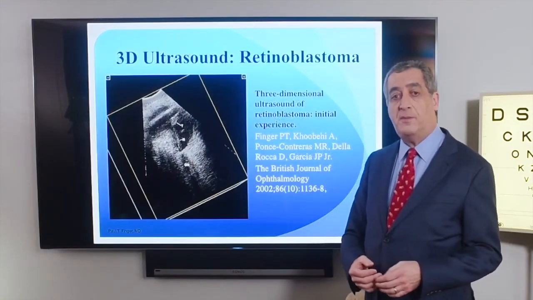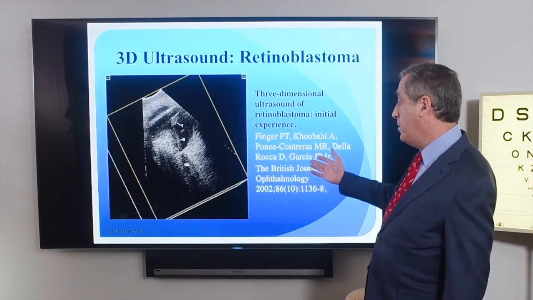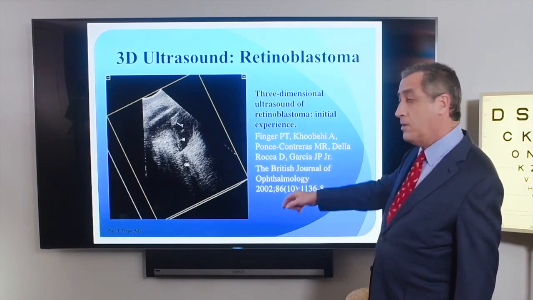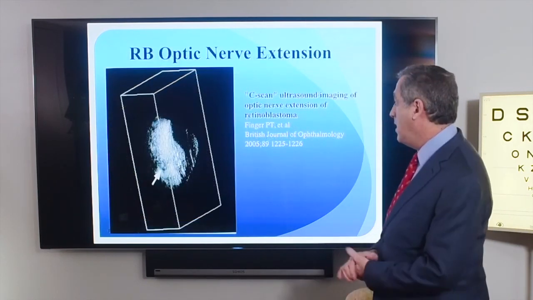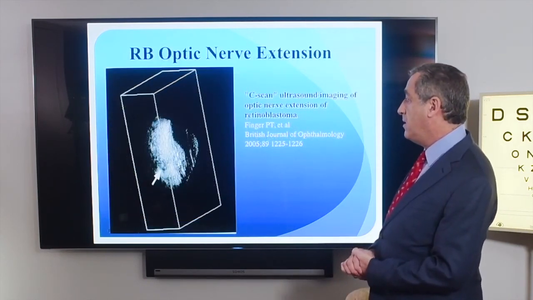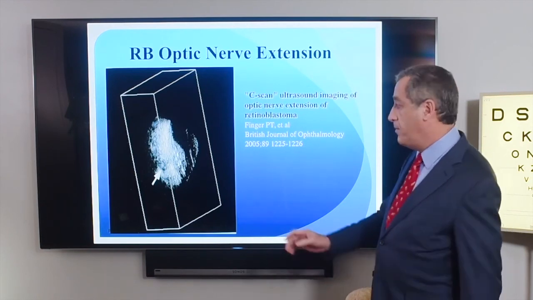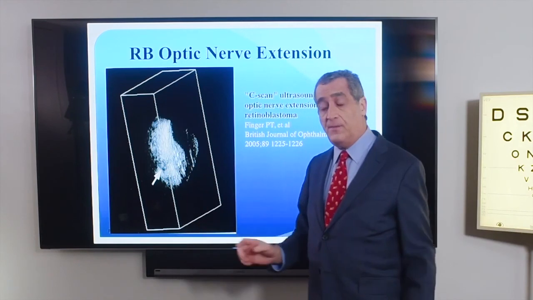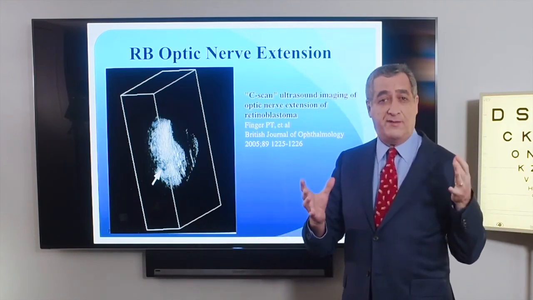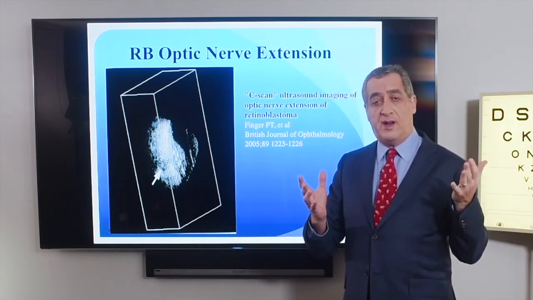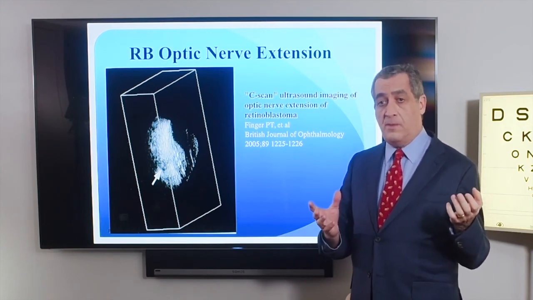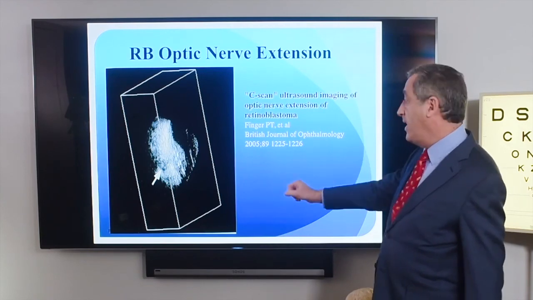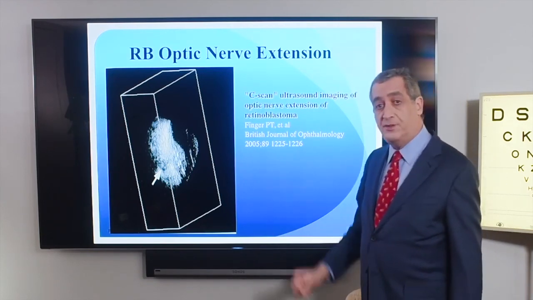For more information about 3D ultrasound imaging and retinoblastoma, you might want to read the British Journal of Ophthalmology's paper we published in 2002. We also looked at using 3D ultrasound, particularly to look at the optic nerve in a C-section. Because we have a three-dimensional volume, we can actually recreate a coronal section of the orbit, which isn't possible with 2D imaging. You can read about that again in the British Journal. That was published in 2005.